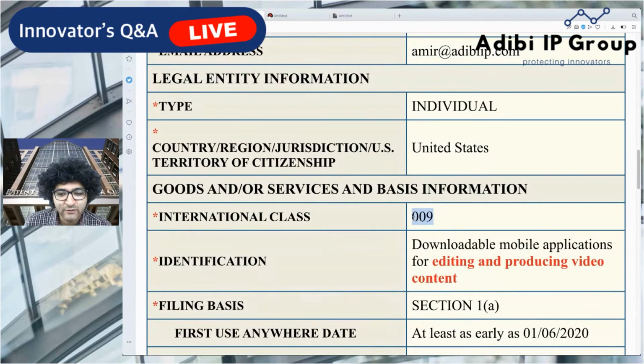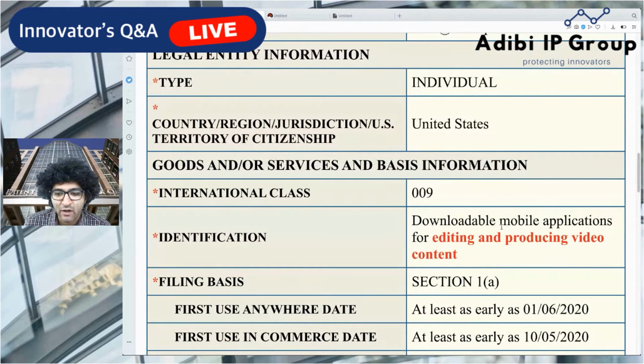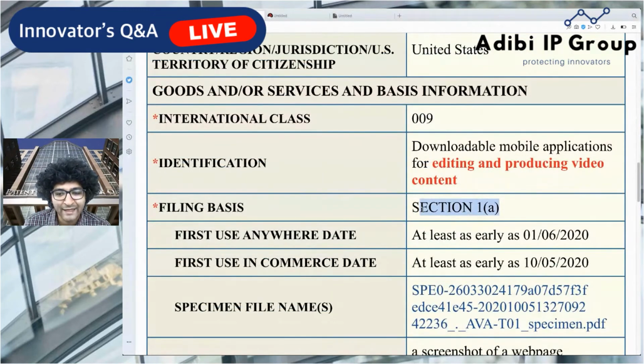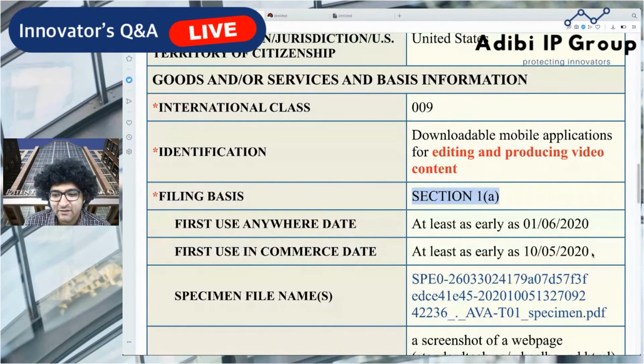Again, we're going under class 9, which covers downloadable or mobile applications that are in a recorded medium. So again, it's downloadable, and it's a downloadable mobile app in this particular case that allows you to edit and produce video content. And again, we're filing under Section 1(a), which is also referred to as an actual use application. And these are two critical dates. The first is first use anywhere, and the second is first use in commerce.